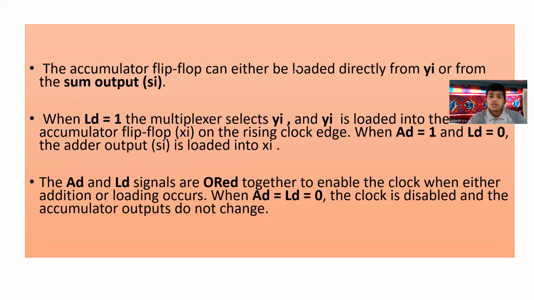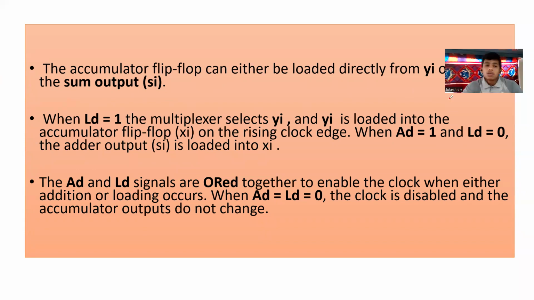The accumulator flip-flop can either be loaded directly from Yi or from the sum of the full adder. When load input equals 1, the multiplexer selects Yi and Yi will be loaded into the accumulator flip-flop on the rising edge of the clock. When add equals 1 and load equals 0, adder output Si is loaded into Xi. The add and load signals are ORed together to enable the clock when either addition or loading occurs. When both add and load equal 0, the clock is disabled and the accumulator output will not change.